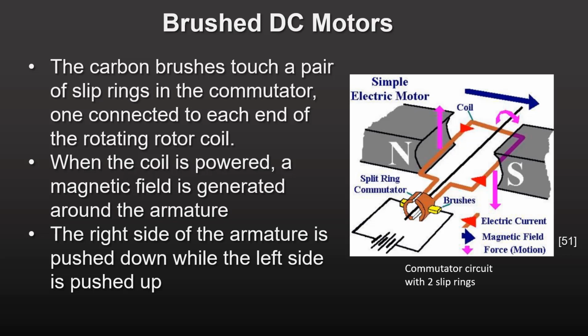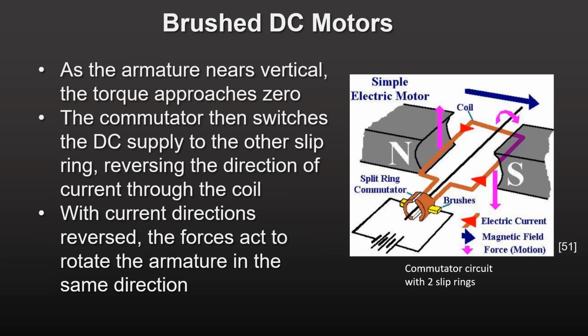When the coil is powered, a magnetic field is generated around the armature. In the image on the slide, the right side of the armature is pushed down while the left side is pushed up. As the armature nears vertical, the net force on the wire that would keep the rotation going in the same direction approaches zero.